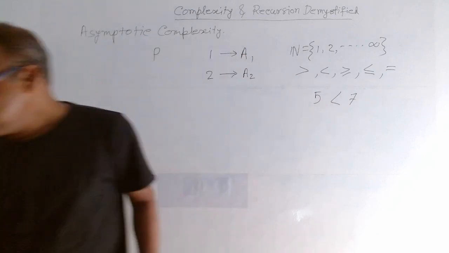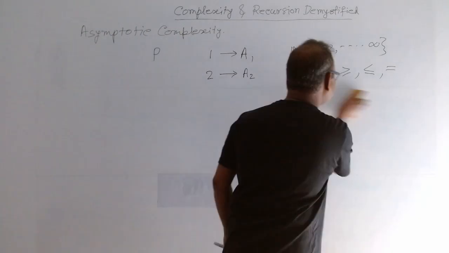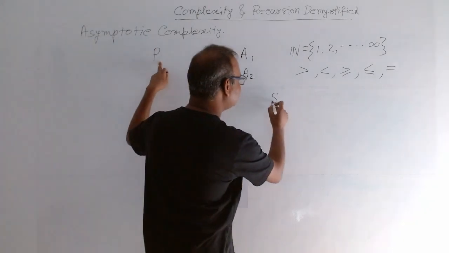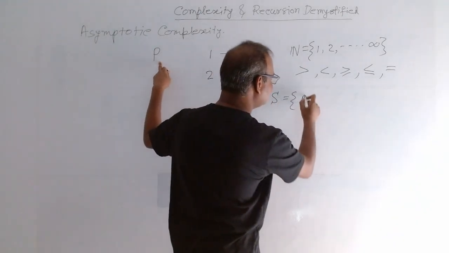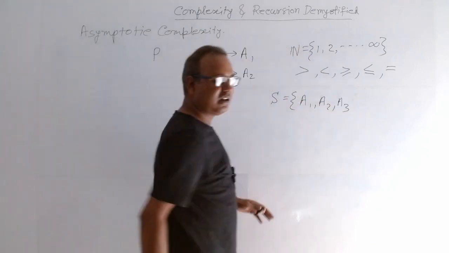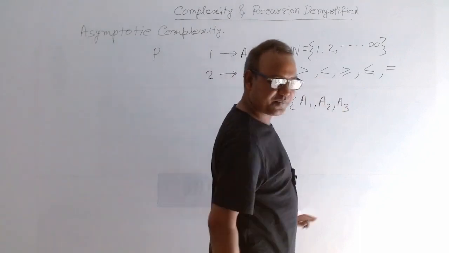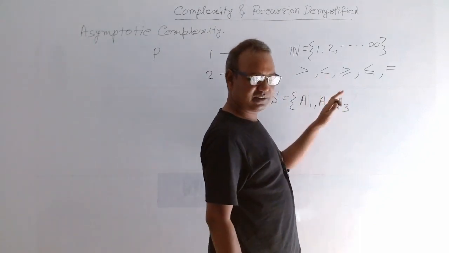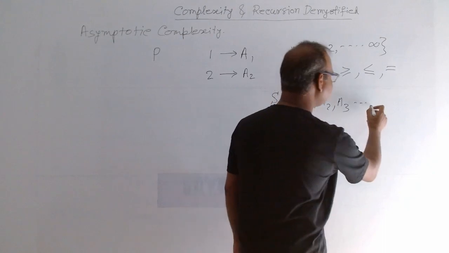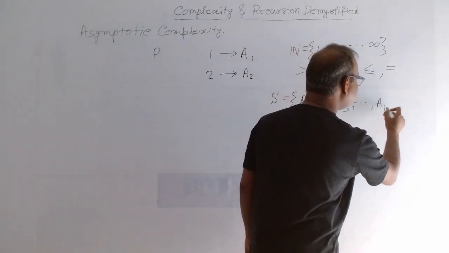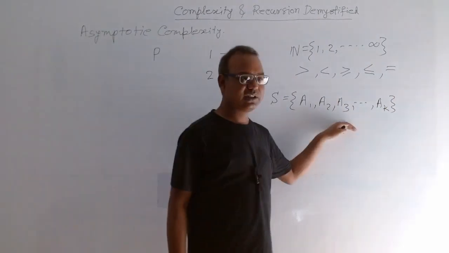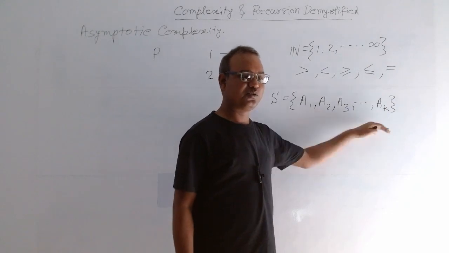But now consider we have the set of all algorithms. For the same problem P, we have a set that contains all the algorithms A1, A2, A3. We can say algorithm, we can say program; that is synonymous. Let's say we have k students and we got k different solutions for the same problem. Now which solution is better? Can we compare the algorithms?